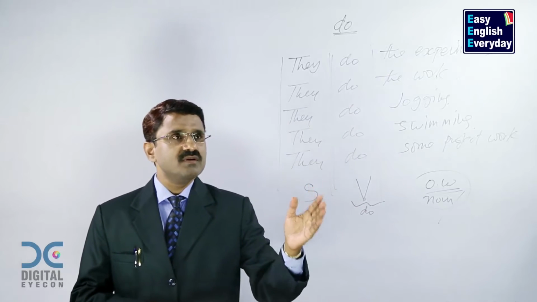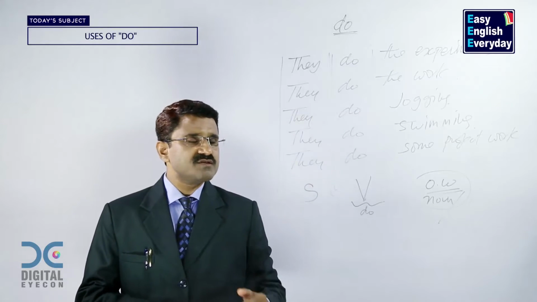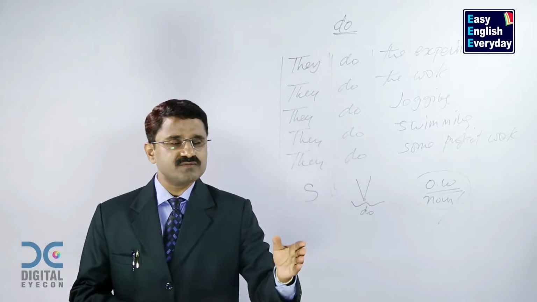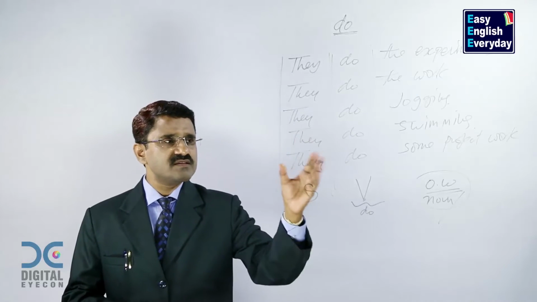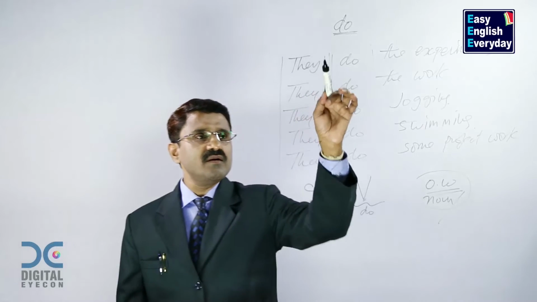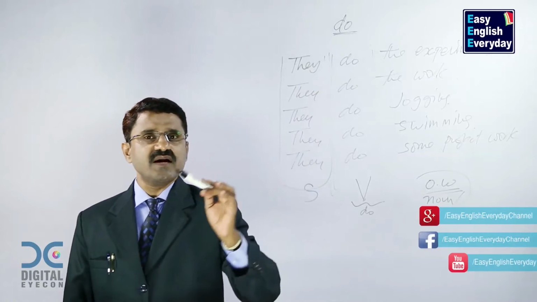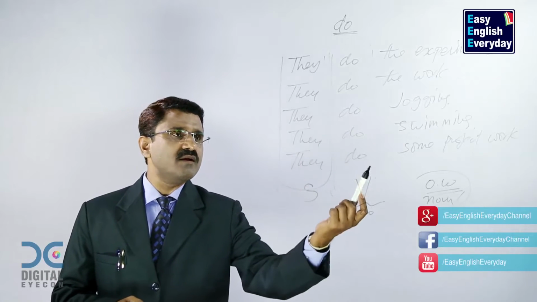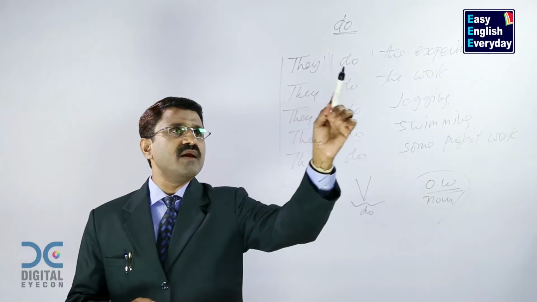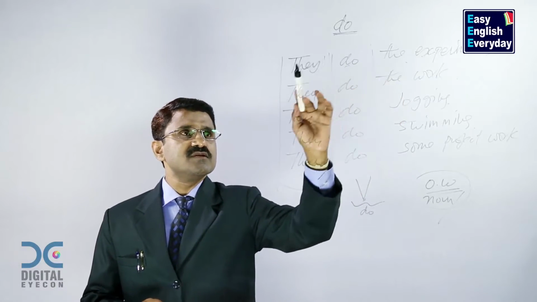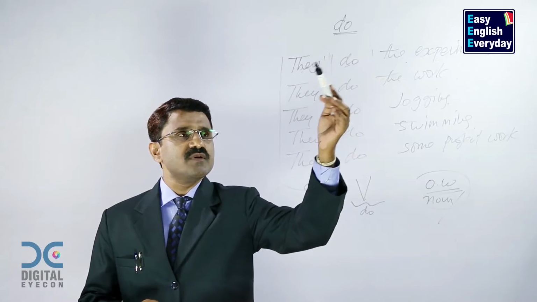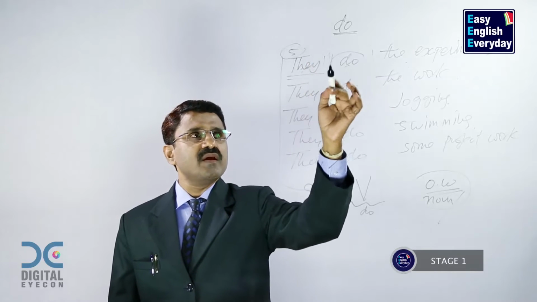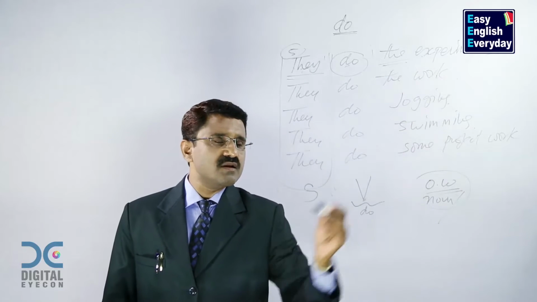They do the job, they do the work, they do the experiments, they do jogging, they do swimming, they do yoga, they do some project work, they do the practice every day. This is the way of making the sentences. So here you can keep 5 types of subjects as I have told you just now. I do the work, we do the work, you do the work, they do the work, children do the work. They do the experiment, I do the experiment, we do the experiment, you do the experiment, they do the experiment.